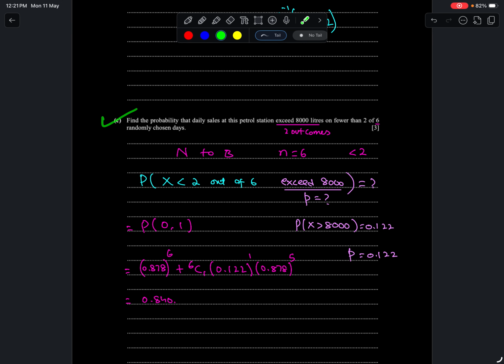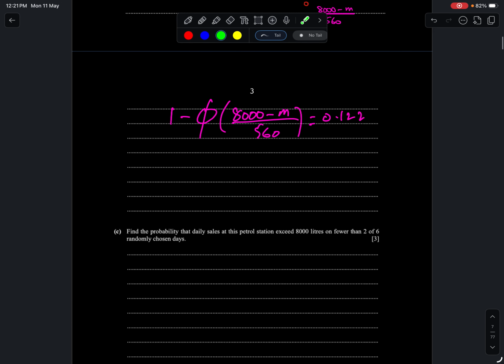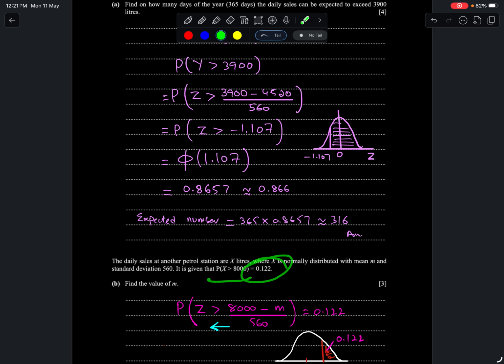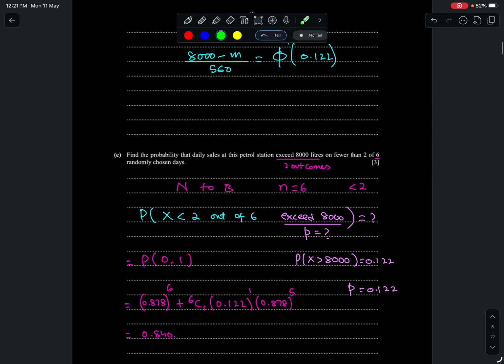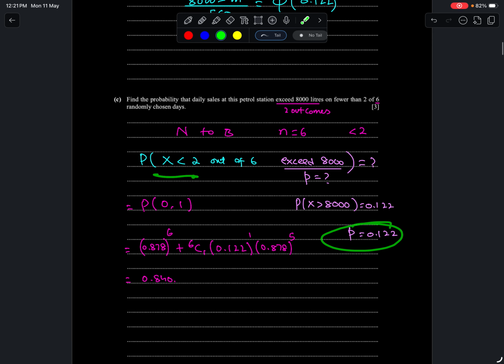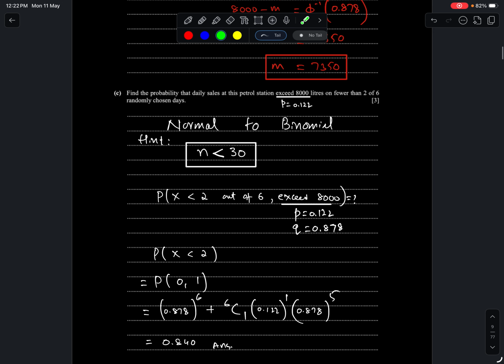Now this is a very important question. It's normal to binomial. So in normal distribution, if you get n less than 30, like here 6, use binomial distribution. It says find the probability that daily sales at this petrol station exceed 8,000 liters on fewer than 2 of 6 randomly chosen days. Fewer than 2, n is 6, exceed 8,000, check this probability here. Exceed 8,000 is 0.122. So get the probability from normal distribution. So P is this, and get this by using binomial distribution 0, 1. And make sure your answer is up to 3SF.